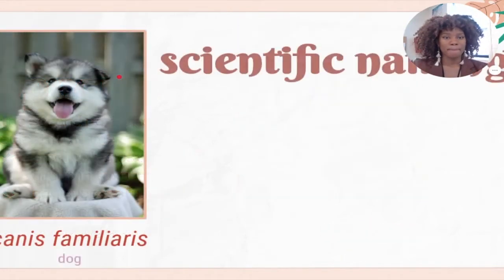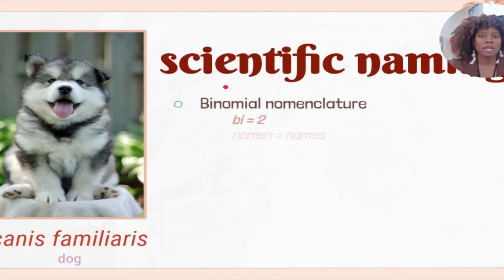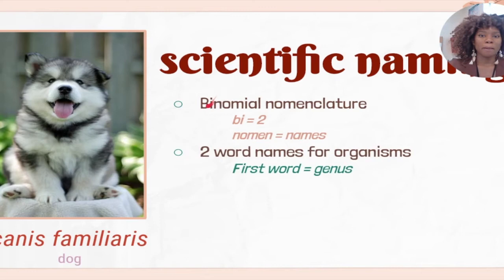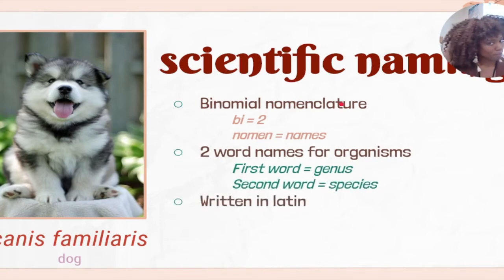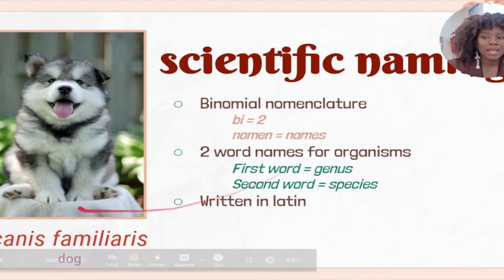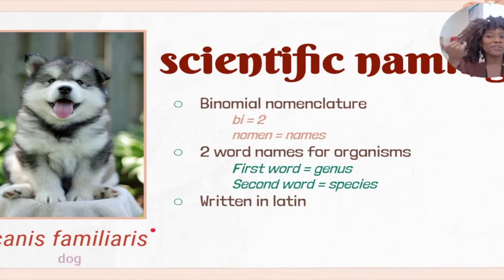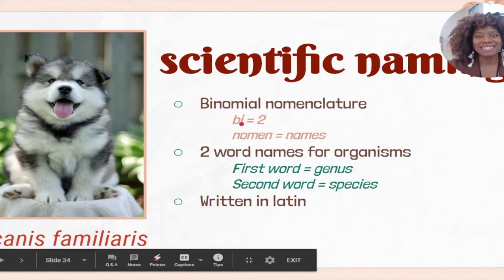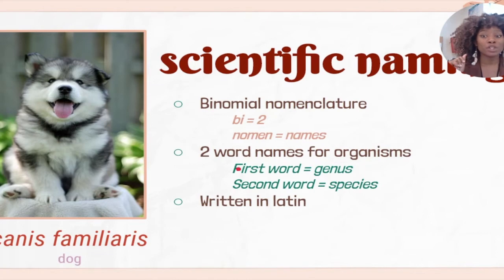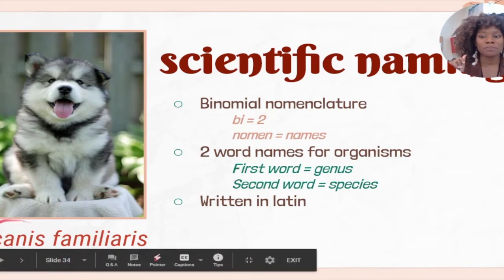Okay. So, scientific naming is this thing called binomial nomenclature. Bi, like bicycle. Two. Nomen is Latin for names. So, binomial nomenclature just means two names. Canis familiaris, Homo sapiens, Armadillidium vulgare, right? So again, two-word names for organisms. That first word is going to be the genus. That second word is going to be the species.